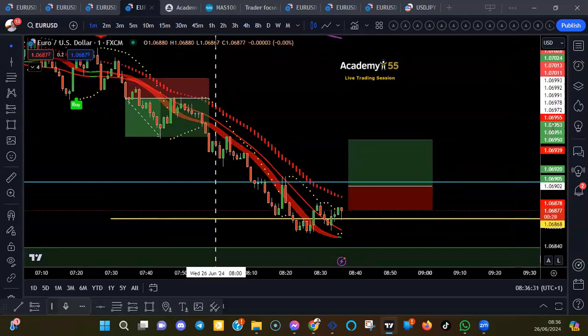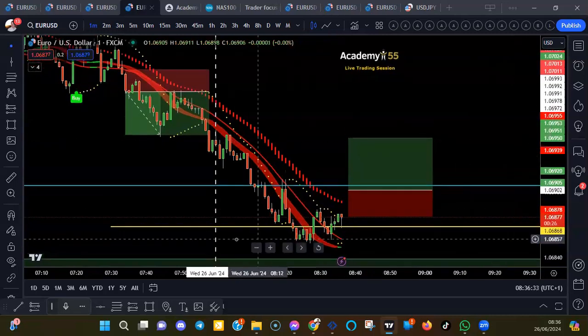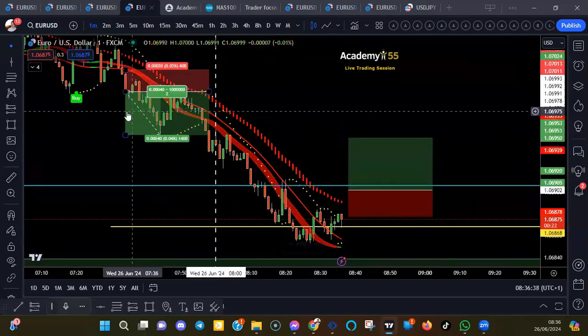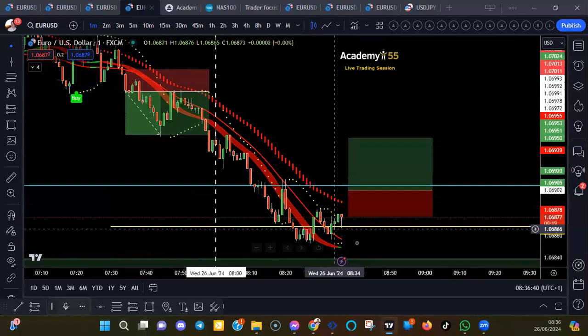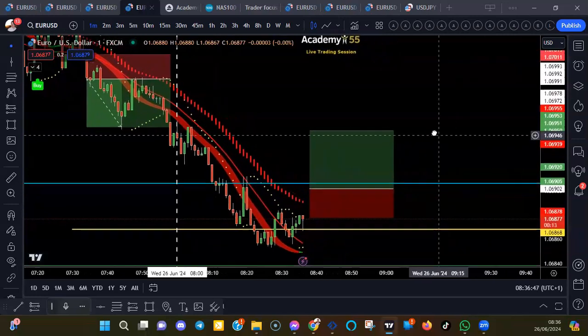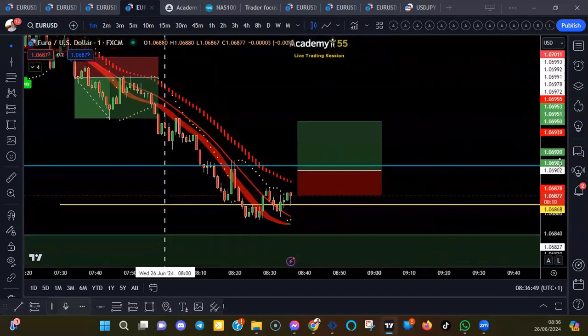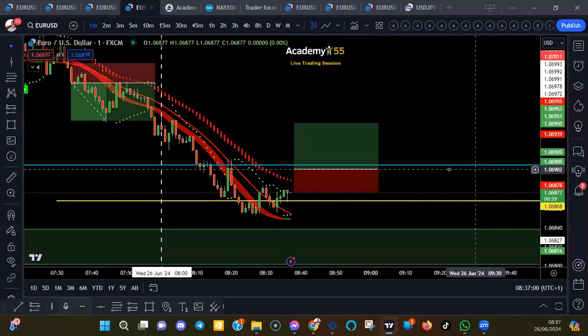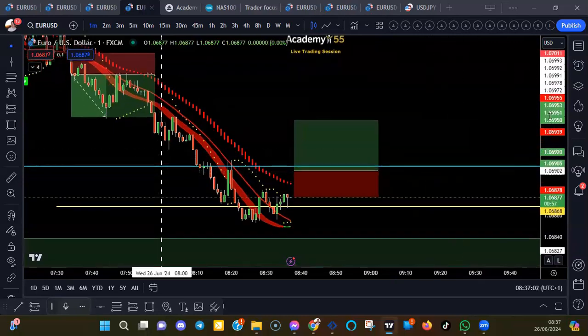But it's hours and hours and hours of back testing that was put into this Academy 55 indicator to make sure it worked and performed the way we wanted it before I released it. Months and months of back testing, and then brought it to you guys. So it's all there for a reason.